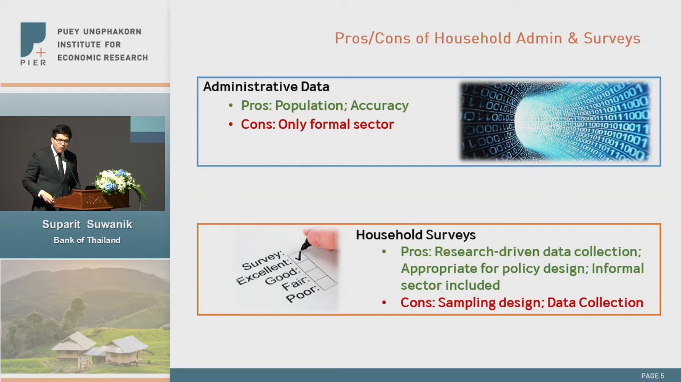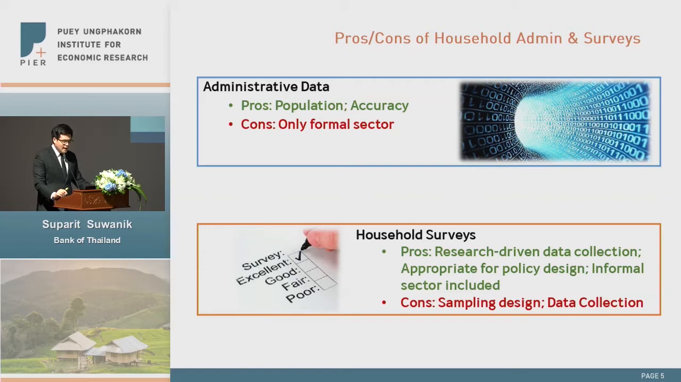Then what are the pros and cons of these two types of data sets? As you already know, we are in the big data era, and administrative data is very popular right now due to its wide coverage and accuracy. But this big data still lacks the very important data on the informal sector. So the Bank of Thailand aggregate data, or even the NCB data itself, does not include this informal sector.